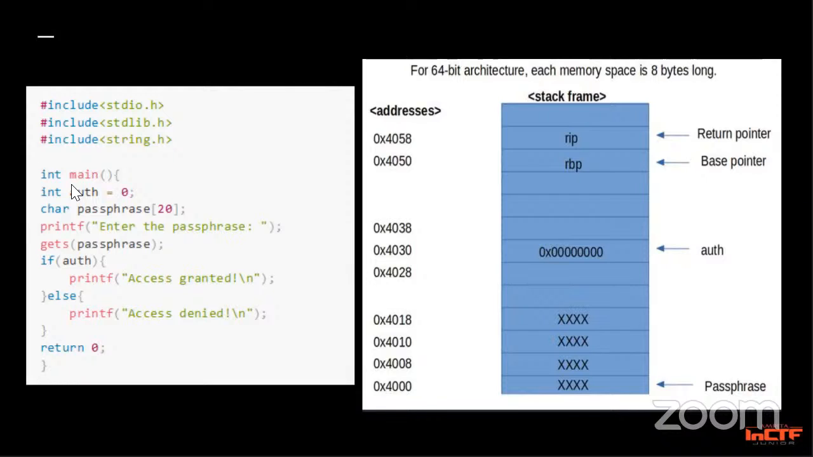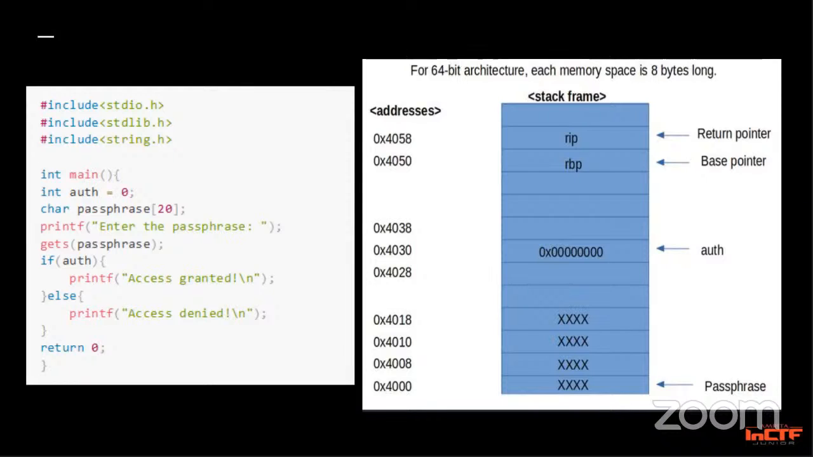Now, just because it has a gets vulnerability, right? You have a passphrase which has 20 as its memory size. We can only write 20 bytes on it. But what if we write 40 bytes using the vulnerability here, which is gets? We will be overwriting what is there above it on the stack. You can see the diagram, right?